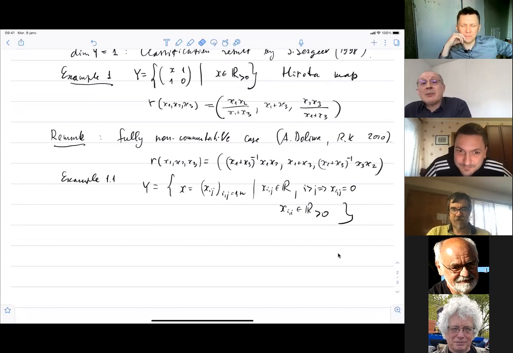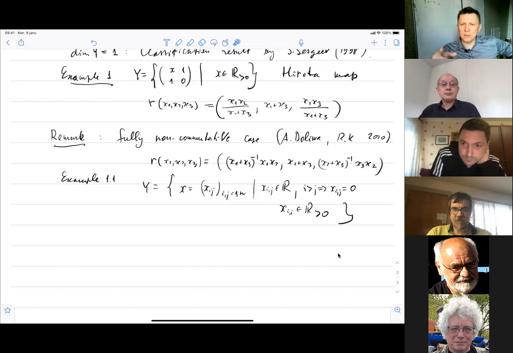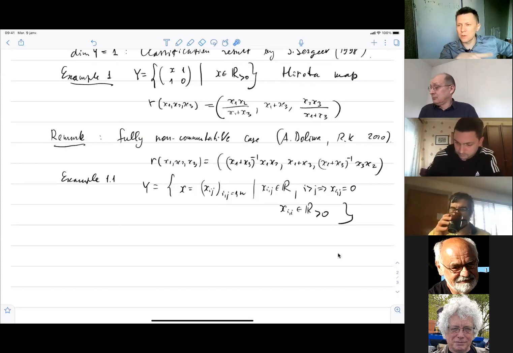Because I remember that the inverse of this map, if you try to calculate it, you will have to multiply from the right by the inverse of the sum. There is another analogy. The Hirota map is the same as the Liouville solution, which is related to the unipotent group. So in this example, the parameter and the group are the same.